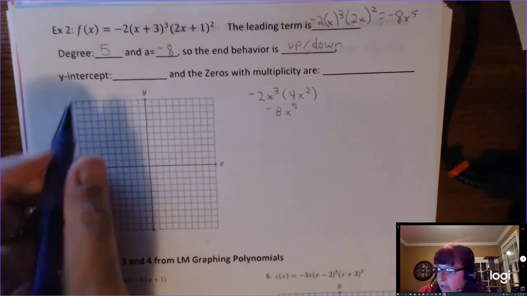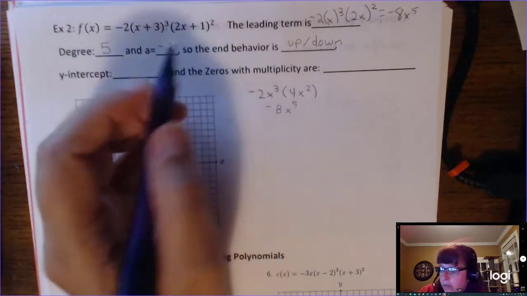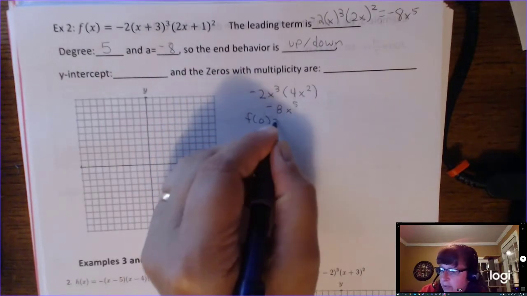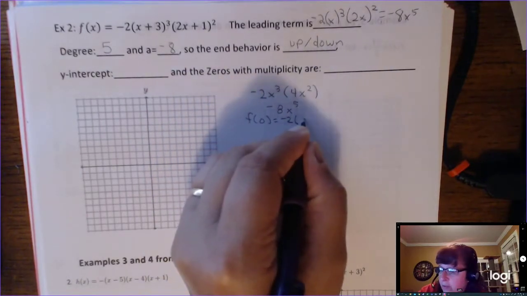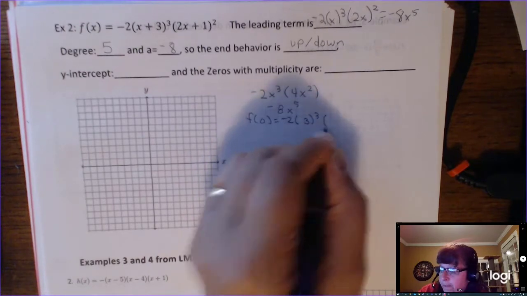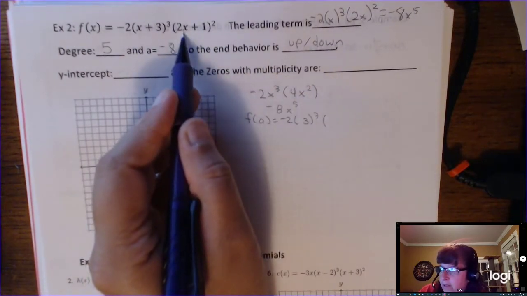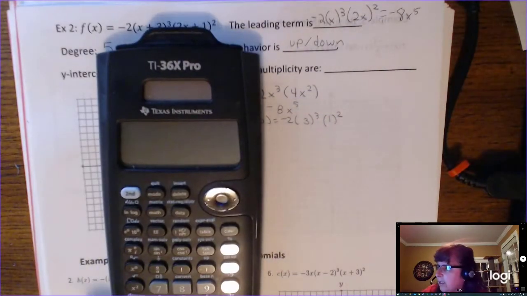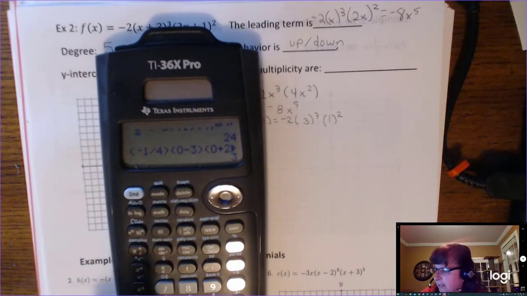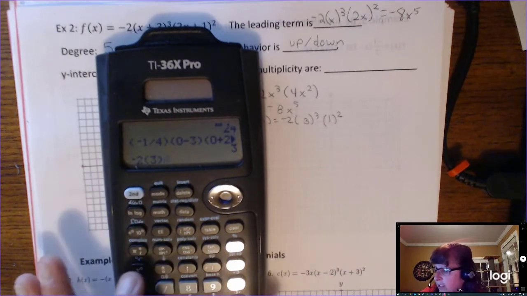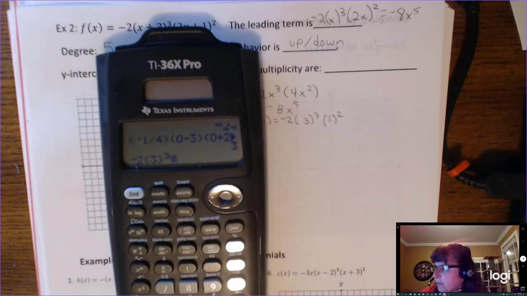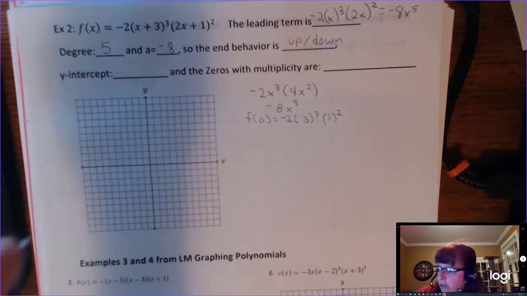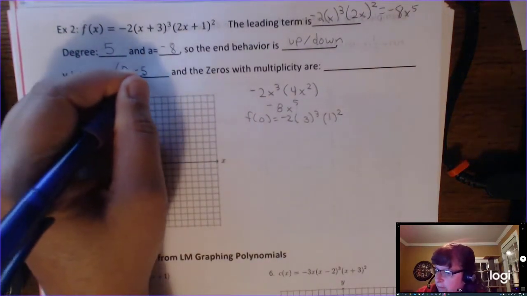The y-intercept, remember you put 0 everywhere you see an x, so f of 0 is negative 2 times 0 plus 3 is 3 cubed times 0 plus 1 squared. So 3 cubed isn't 9. Negative 2 times 3 cubed, that's 27, times 1 squared, negative 54. So your y-intercept is (0, negative 54).